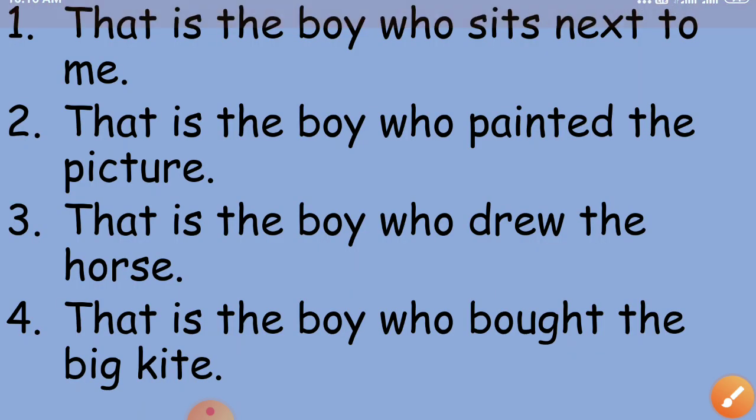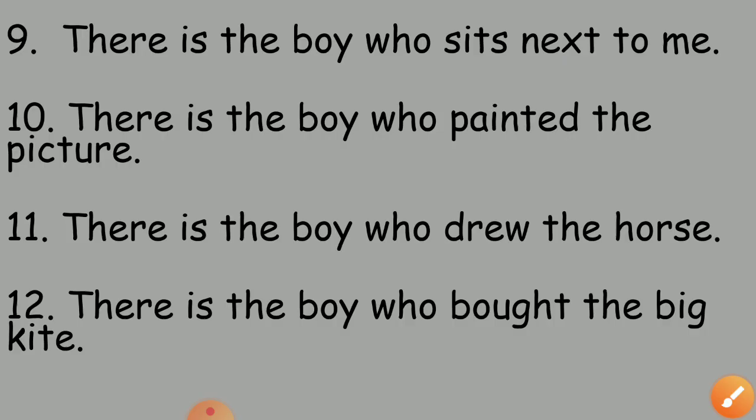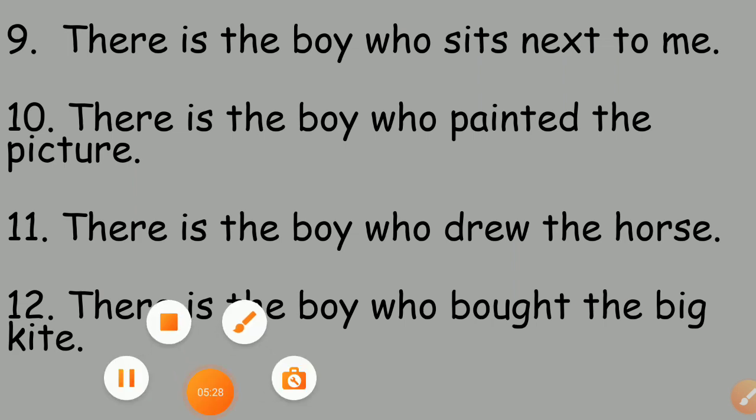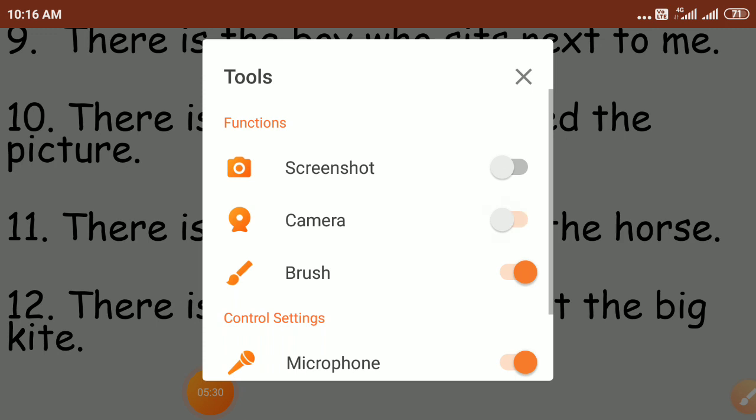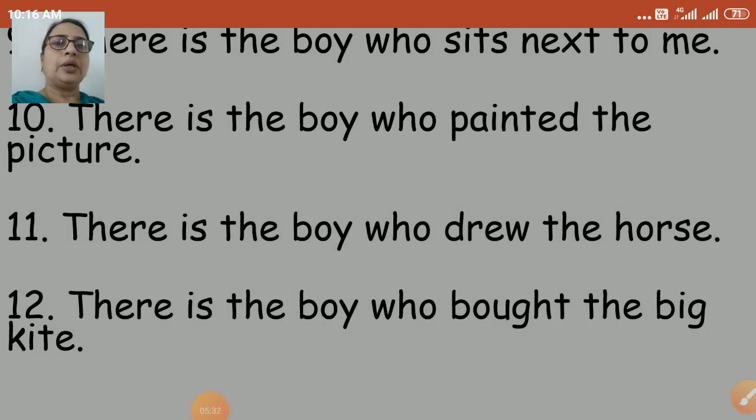So let's start writing. Number 9. There is the boy who sits next to me. 10th. There is the boy who painted the picture. Then there is the boy who drew the horse. And 12th sentence is, there is the boy who bought the big kite. Done?